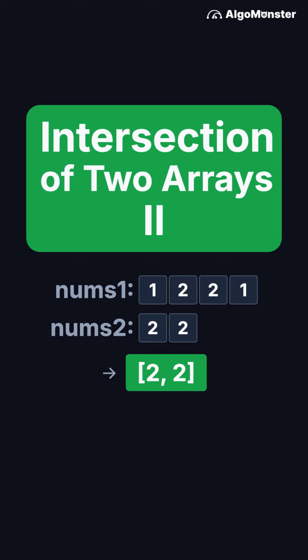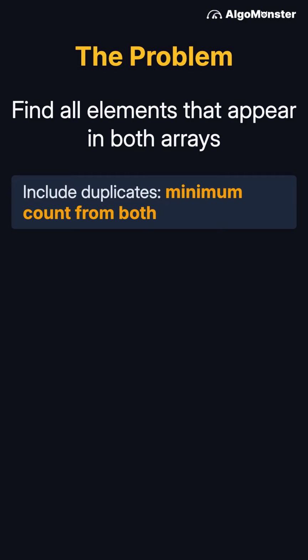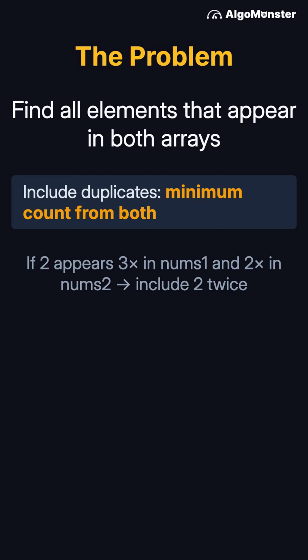You're given two integer arrays. Find the intersection, meaning all elements that appear in both. But here's the twist. If a number appears multiple times in both arrays, include it multiple times in your result. Specifically, include it the minimum number of times it appears in both.